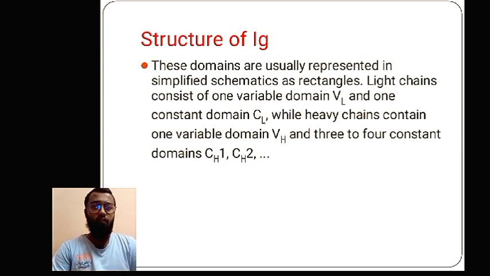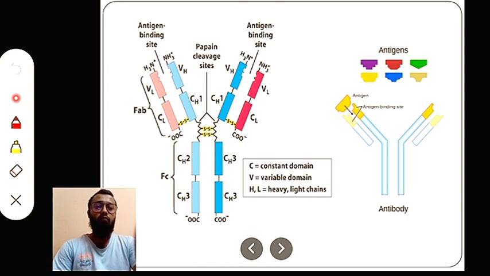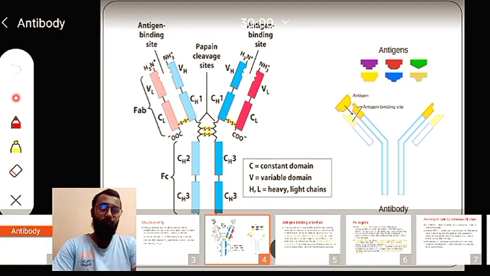Let's see the structure of immunoglobulin. Immunoglobulins are mainly made up of various domains, and these are made up of four structural chains, having two heavy chains and two light chains, and also containing the variable region and constant region. So this language we cannot understand easily. In a schematic diagram we can understand it easily. So let's see the schematic diagram of the antibody.